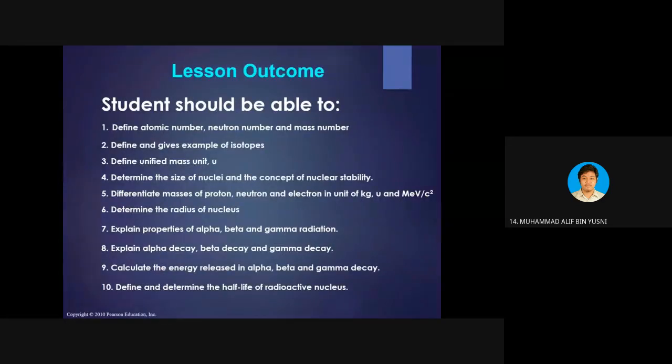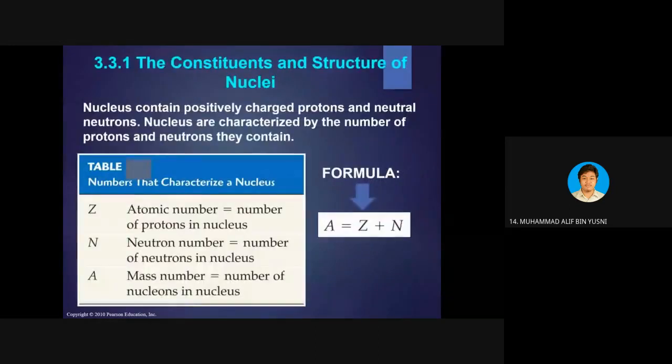So this falls under subchapters 29.1, 29.3 and 29.4. Okay, students, here are the lesson outcomes. You should be able to master all these 10 lesson outcomes after you have finished these topics. Okay, so let's go to the first subtopic, 3.3.1, the constituent and structure of nuclei.